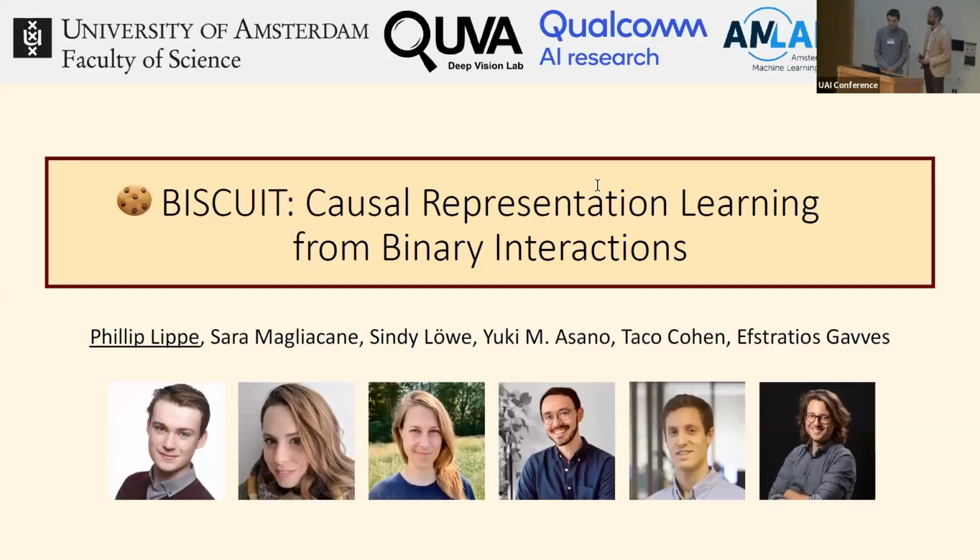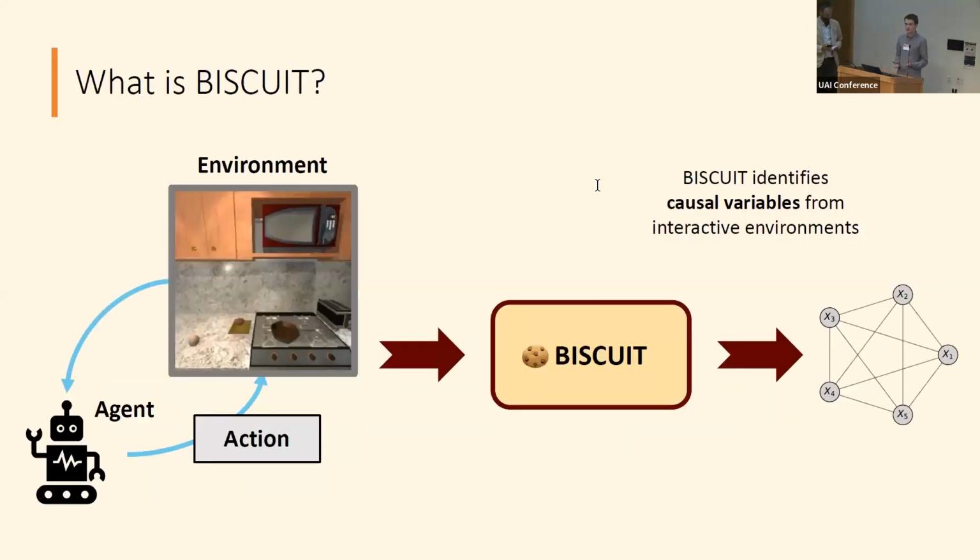Thanks. Yeah, I'm Phillip. I want to give you a quick teaser of our method, BISCUIT, causal representation learning from binary interactions. BISCUIT is essentially a method to learn causal variables of interactive environments, which you only observe by high-dimensional data, such as images. As an example here, you have an agent that can interact with an embodied AI environment, such as a kitchen. By low-level actions, you can assume you have a robotic arm that can interact here with different objects. Our goal is to go from such videos to basically a causal graph of what different objects and causal variables are in this environment and how they interact.